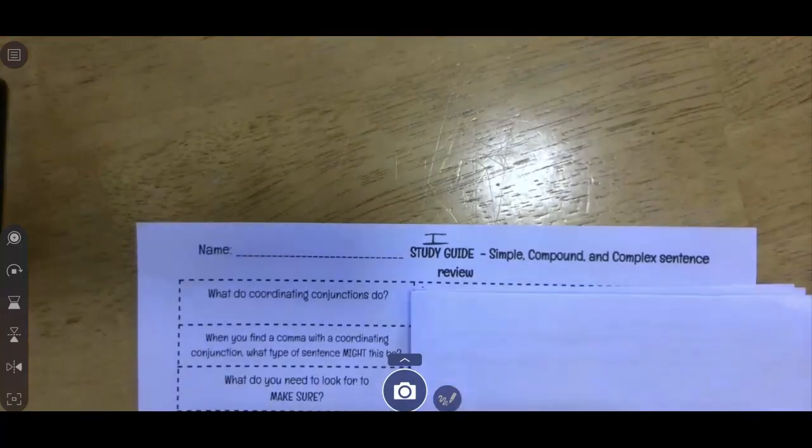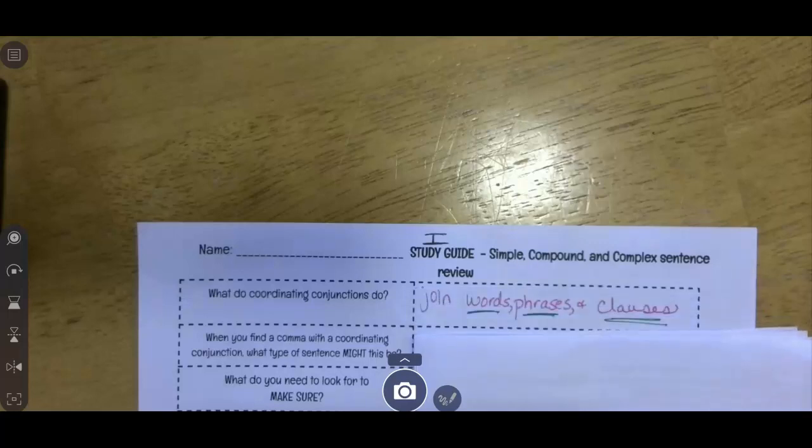So the first thing is just a review of terminology. We've repeated these questions throughout this unit, but making sure you know what the conjunctions are, what they do, and how they're used to build the different types of sentences. So the first question is, what do coordinating conjunctions do? So if you haven't done it, pause the screencast and then come back and check your answer. But they join words, phrases, and clauses.